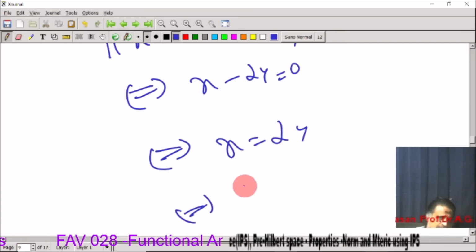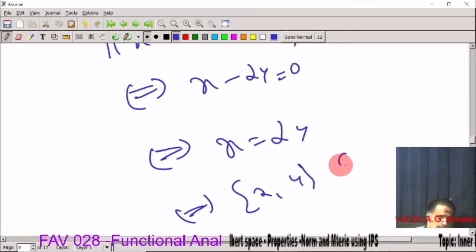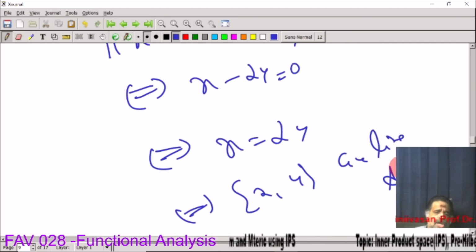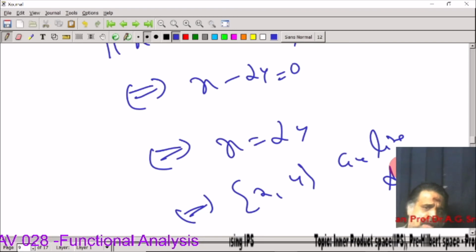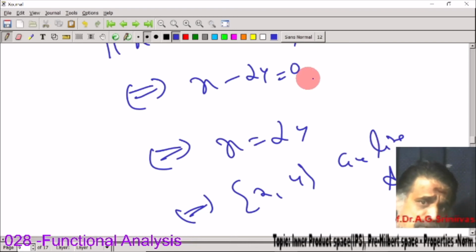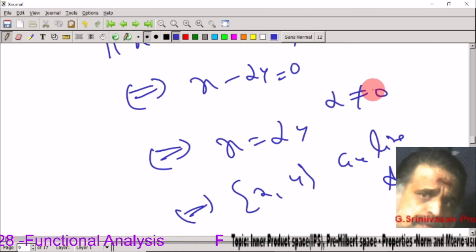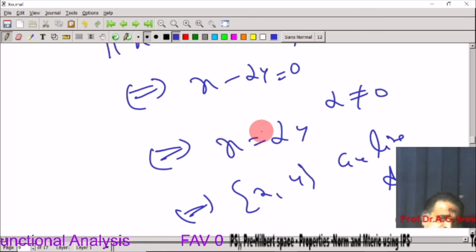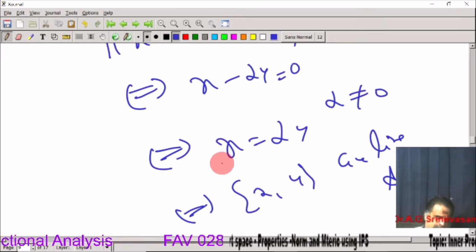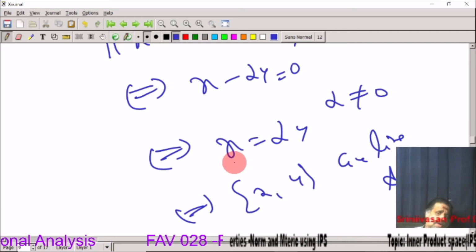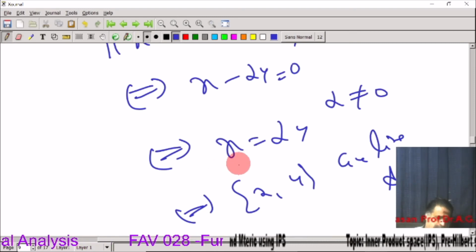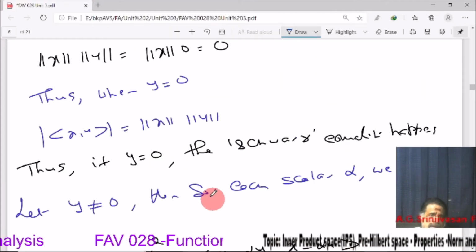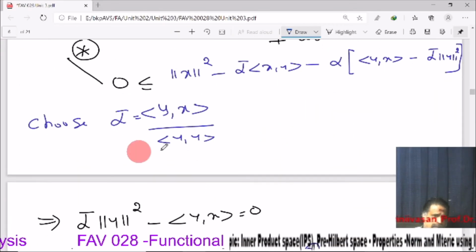This in turn implies x and y are linearly dependent. So linearly dependent means you can express one in terms of the other, where of course alpha is not equal to 0. Because if alpha is equal to 0, this is meaningless, because when alpha is 0, x becomes 0, nothing to worry. So if alpha is not equal to 0, you have the inner product, and x and y are linearly dependent. So what we proved now is this. So we proved all this.